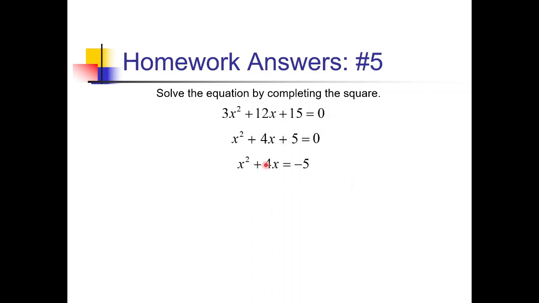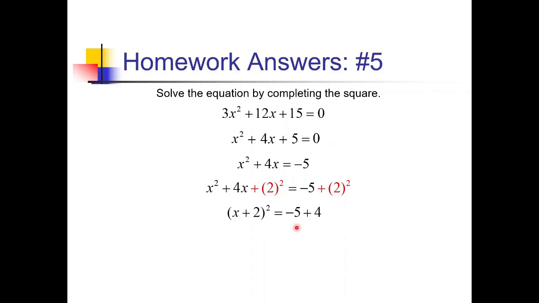All right, so x squared plus 4x. That's what I'm completing the square on now. So I'm going to take half of my b, so half of 4, which is 2, square that and add that to both sides. That lets me factor the left side as x plus 2 squared. And on the right side, I've got negative 5 plus 4.